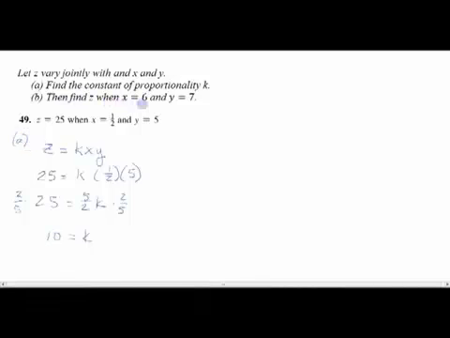Now let's find z when x equals 6 and y equals 7. So the model is z equals 10xy. Now we're finding z when x is 6 and y is 7. So z equals 6 times 7 is 42, times 10 is 420.